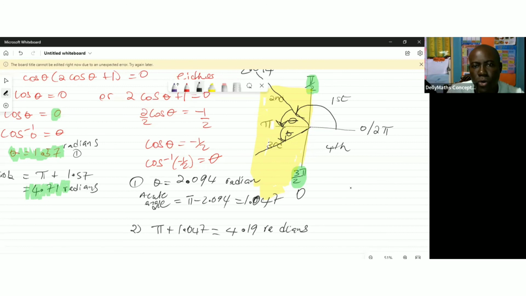So there it is, that we would have come up with those solutions. Finally, here are the last two. One of them is where theta is 2.094, and the other one is where theta is 4.19.